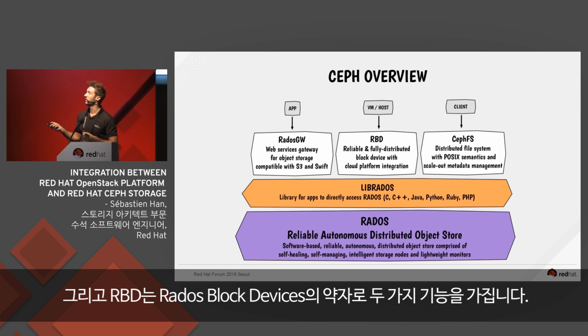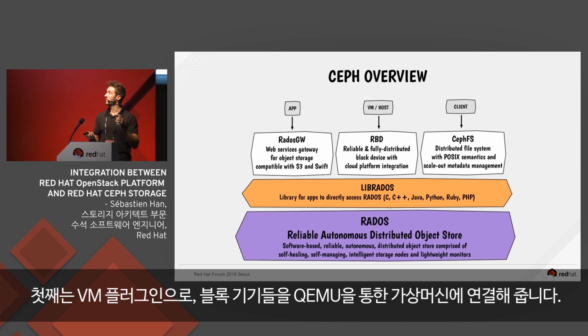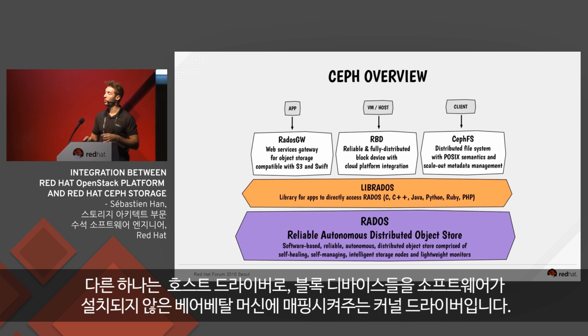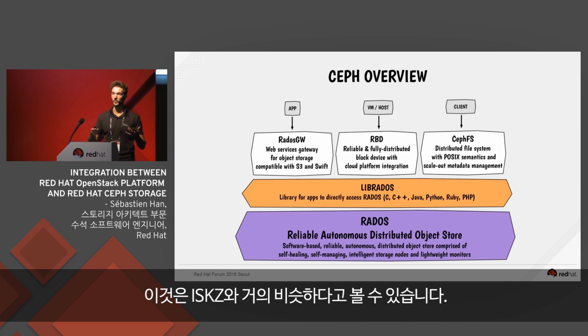Then we have RBD, which is RADOS Block Device. RBD is divided into 2 functionalities. The first one is a VM plugin, so we can attach block devices to virtual machines from QEMU. And the other one is a host driver. It's a kernel driver where we can map block devices to bare metal machines. It's really the equivalent of an iSCSI, if you want.